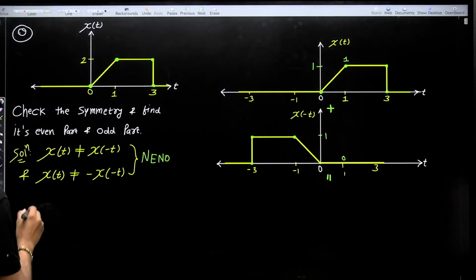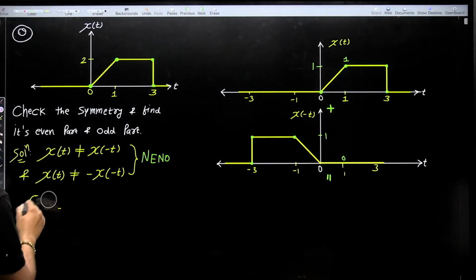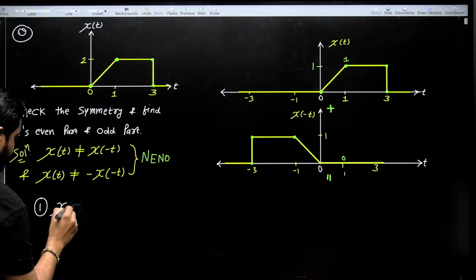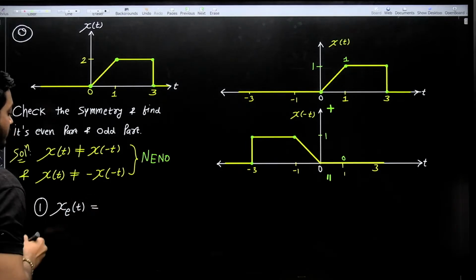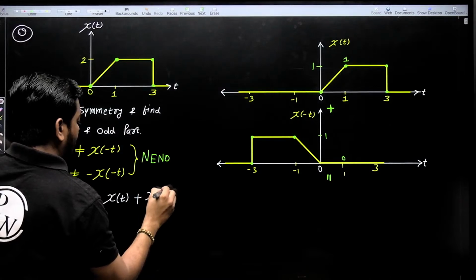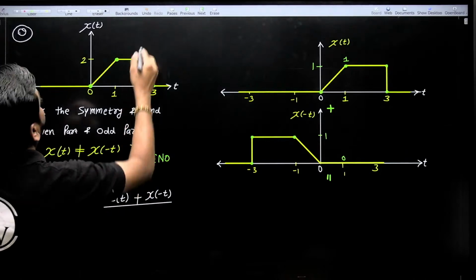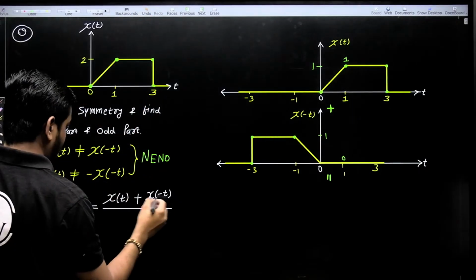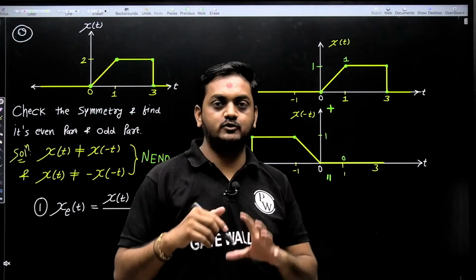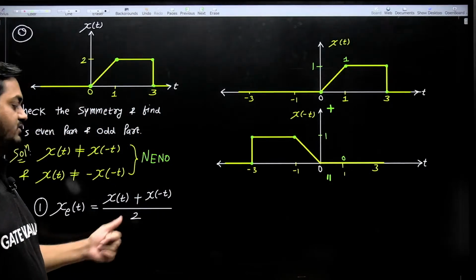Okay. Now how to calculate its even part? For the even part, what is the formula? So the even part, xe of t, is equal to x of t plus x of minus t, whole divided by 2. So first of all, you have to draw x of t, and parallelly draw x of minus t. Then signal addition, amplitude addition, and finally amplitude is divided by 2, guys.